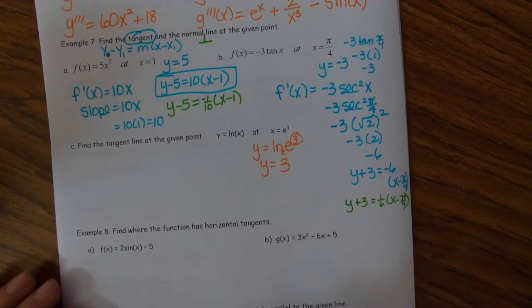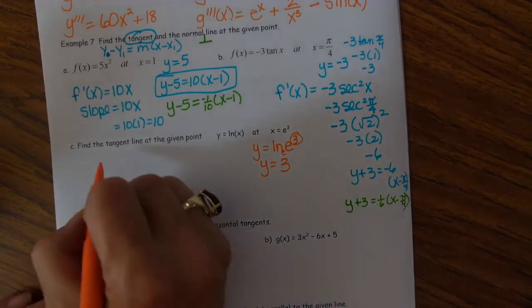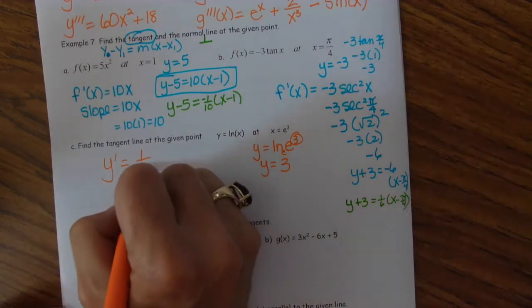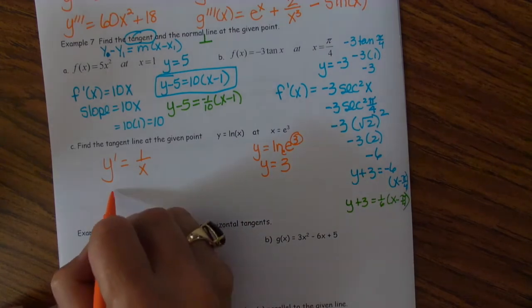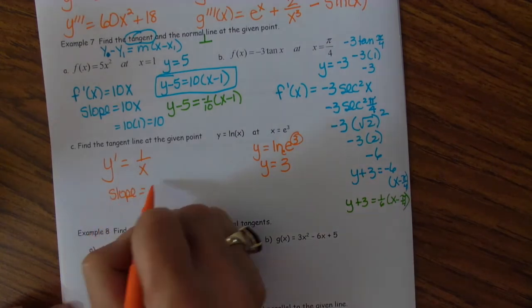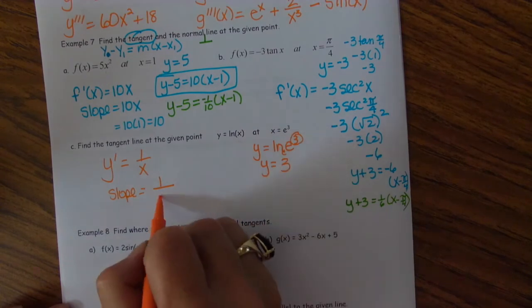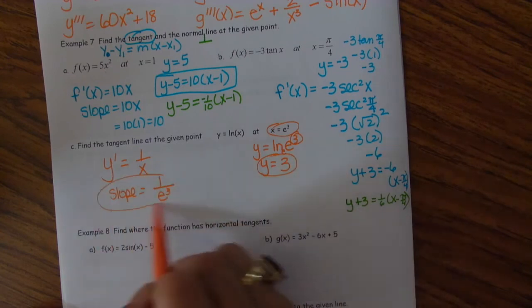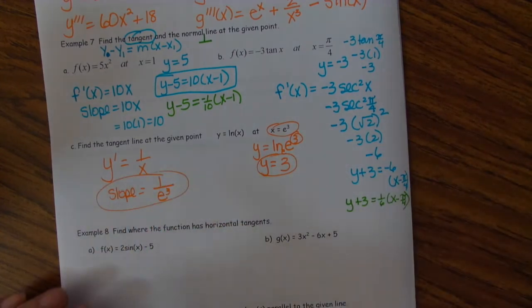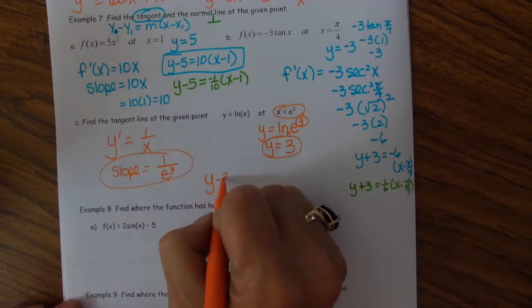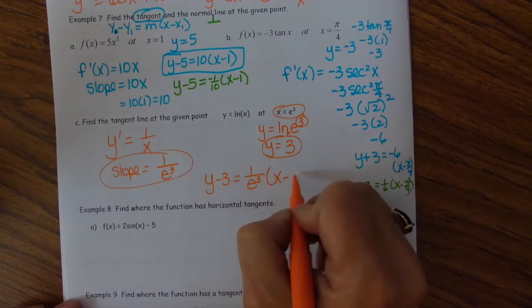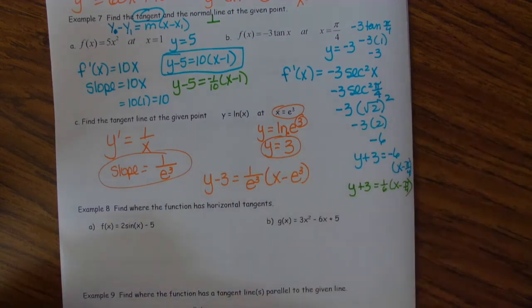Y equals 3. Now we've got to find the derivative. What is the derivative of ln x? 1 over x. So now I'll plug that in. So slope equals 1 over x was what? E cubed. So now we have x, we have y, we have the slope. Can we write the equation of a line? Yes, we can. See, now if I would have showed you that earlier, you would have thought it was scary, but it's not.